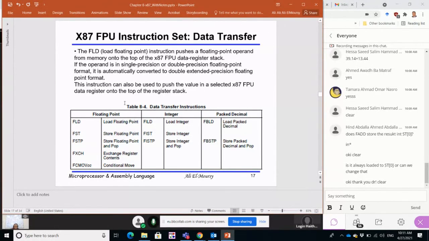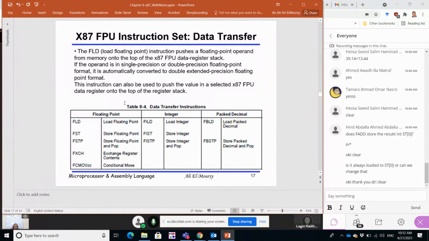Okay. Here we need to emphasize understanding how the X87 is working. Get some information about the types of instructions, and most importantly, how the registers, as we will explain shortly, are working.